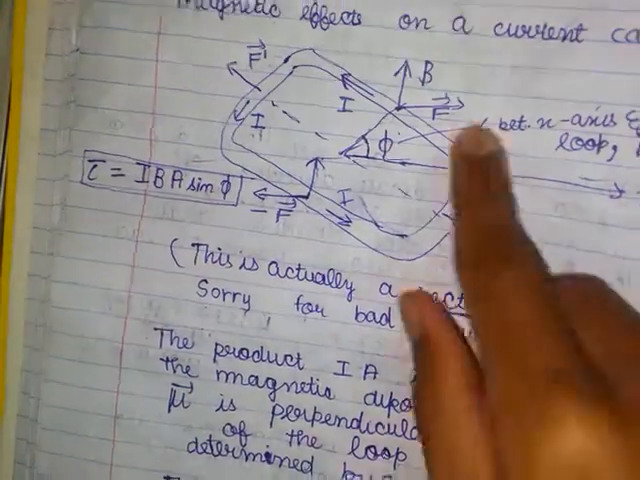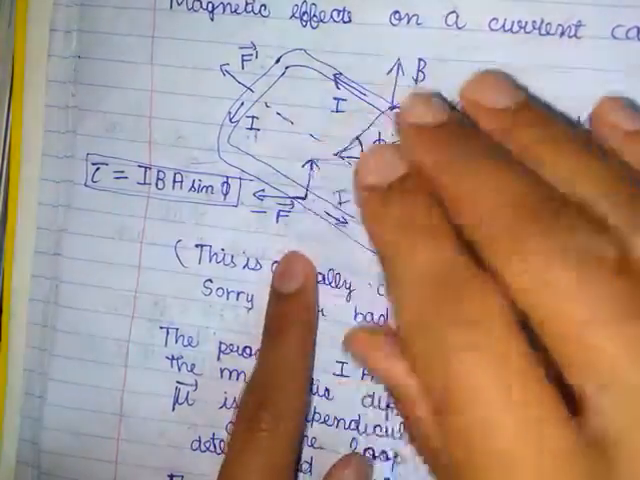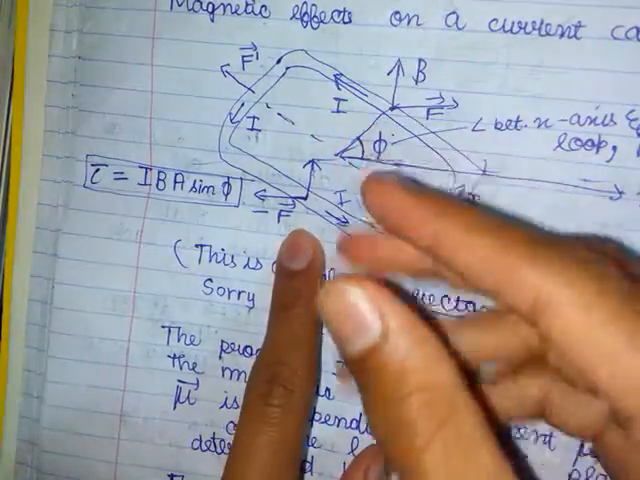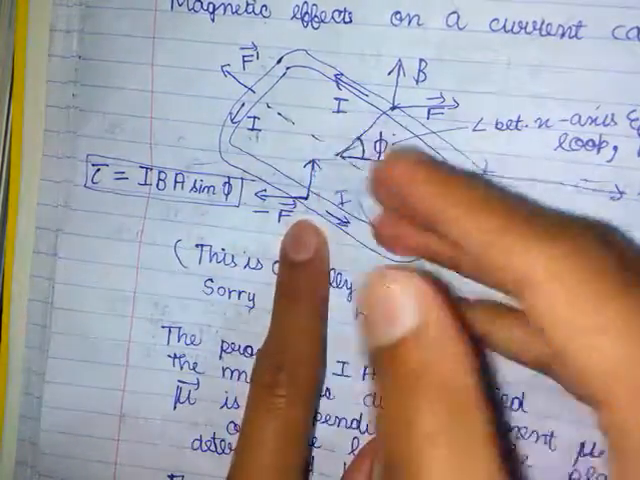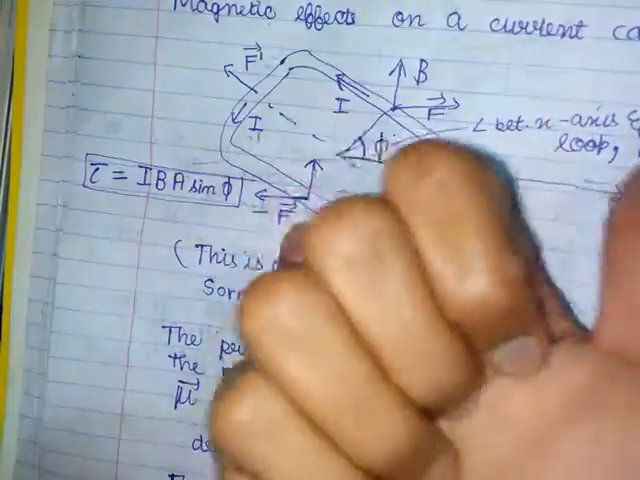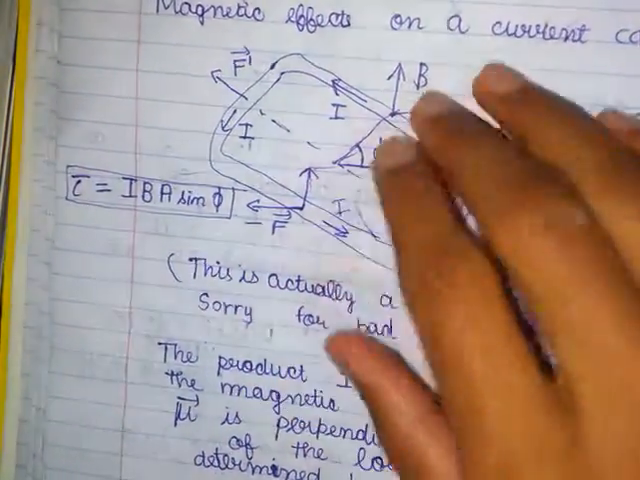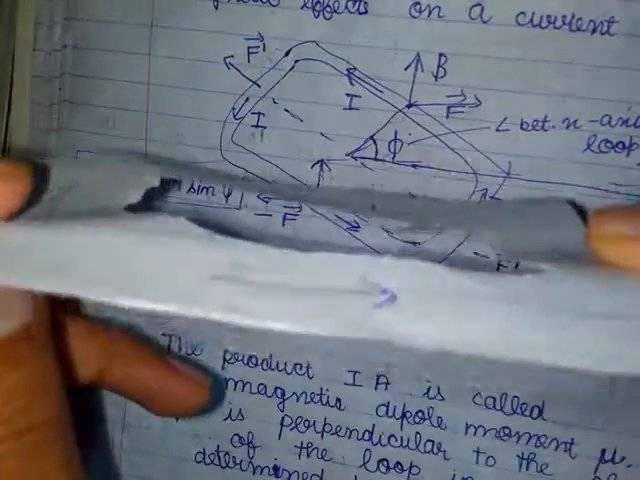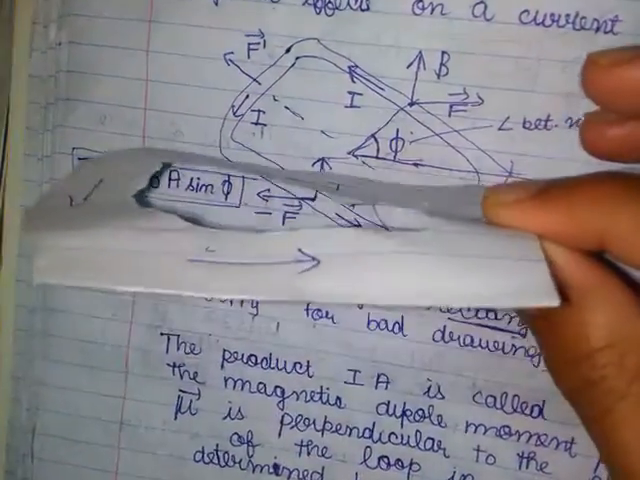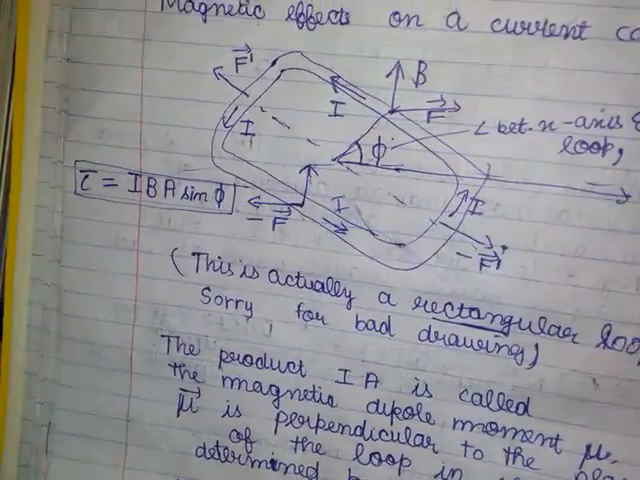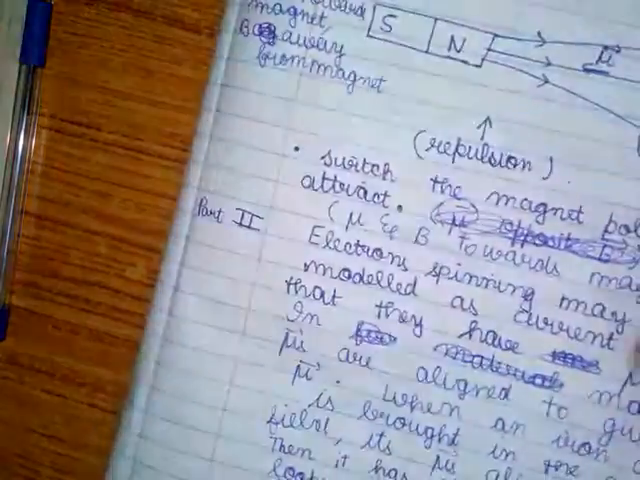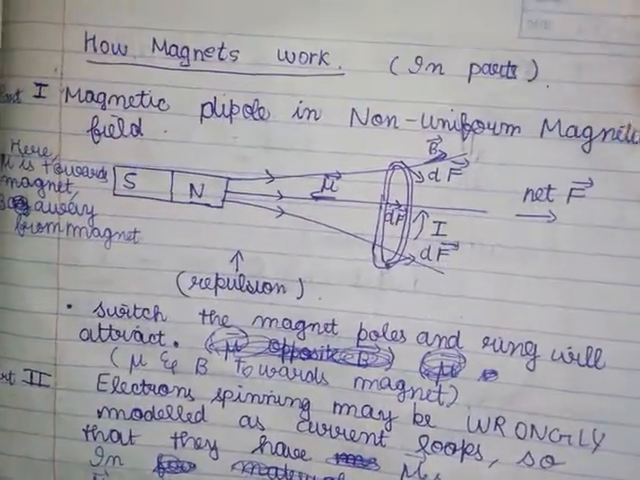You can actually check that from the hand rules when you move it like this and then apply the sign, these rules, I cross B and so on. You would find that the forces built up are such that they try to regain the phi equals 0, mu parallel to B position. I hope that's clear. Now let's move on to how magnets work.